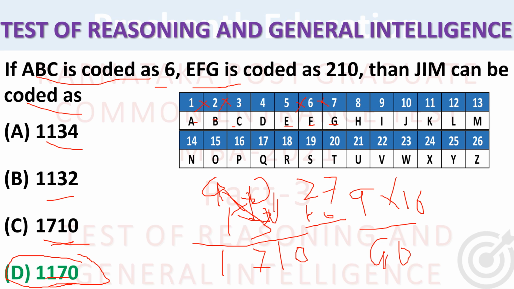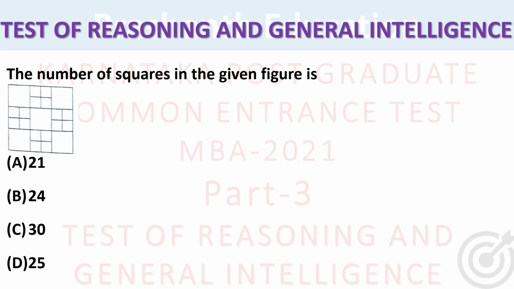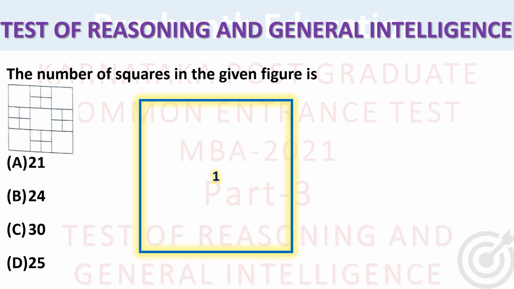Okay, so let's go to the next question. In the next question, we need to find the number of squares in the given figure. They have given us a figure here. We need to identify how many squares are there. Okay, let's start counting the squares one by one, then you will be able to do it. So the first one will be the whole, this one. So this complete figure is 1. Okay, so the first one we got.